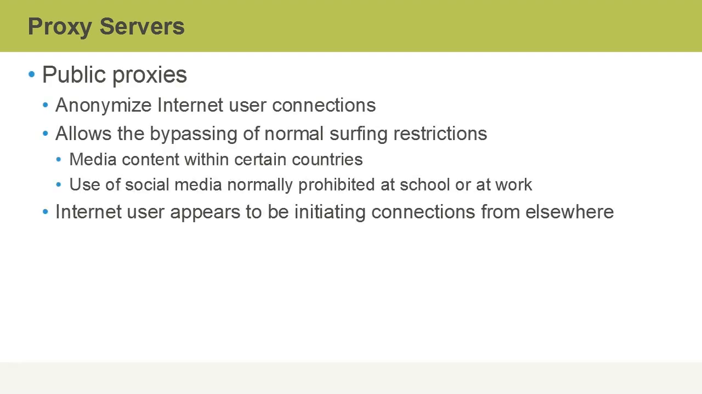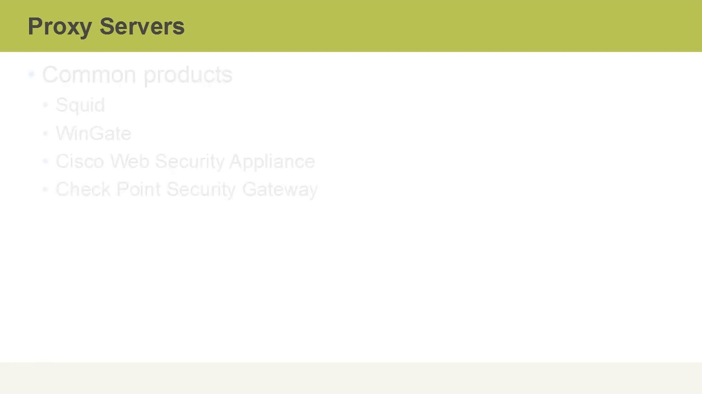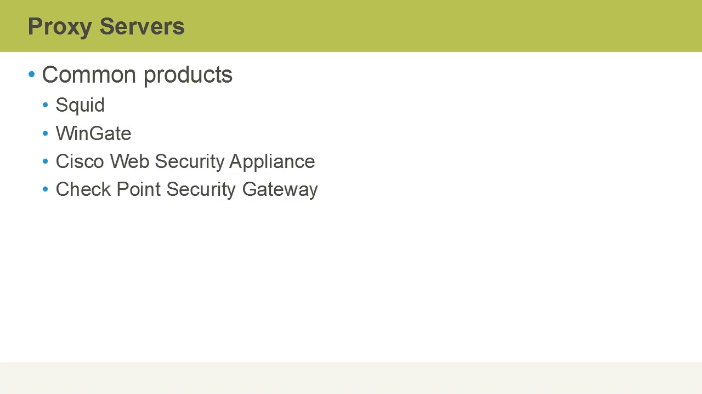There are public proxies that are available out on the internet that can anonymize internet user connections. Now, this could be used, for example, to allow the bypassing of normal surfing restrictions, such as media content that is only served within certain countries. Well, using a proxy anonymizer on the internet, you can make it look like you're coming from another country. Now, I'm not suggesting that that's something you should do. It may or may not be legal where you are, but it is possible. It's part of the technology that's out there. Another way a public proxy might be used is so that we could use social media that's normally prohibited at school or at work. But again, if the rules are in place, there's usually a good reason, especially at work. So, in essence, what it really means is that the internet user appears to be initiating connections from a different location. Common proxy server products include Squid, Wingate, the Cisco Web Security Appliance, and Checkpoint's Security Gateway.